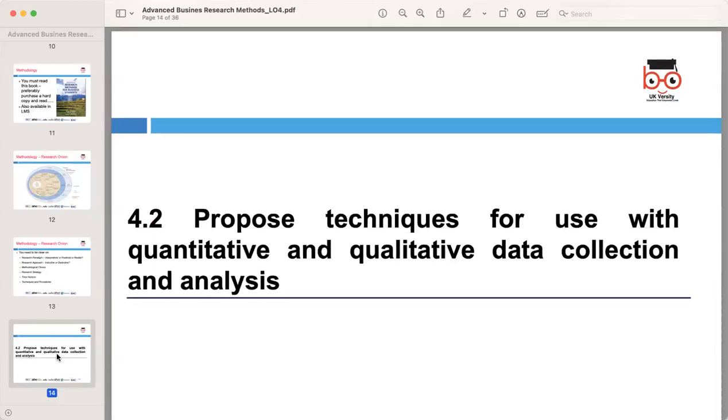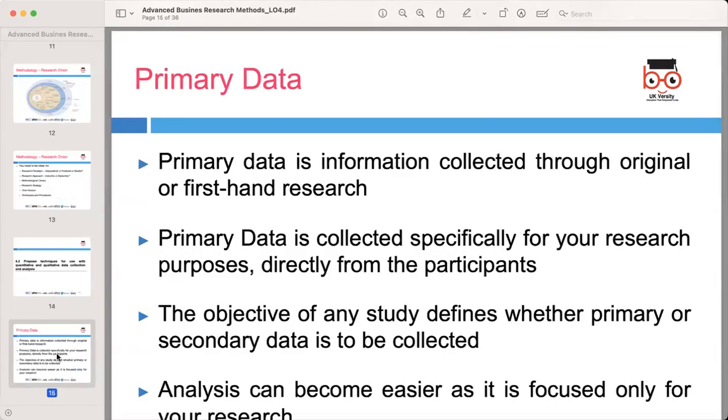Okay, so propose techniques for use with quantitative and qualitative data collection and analysis. First, we'll be discussing primary data and its importance in research. Primary data refers to information that is gathered directly from original or first-hand research. It is collected specifically for your own research purposes.